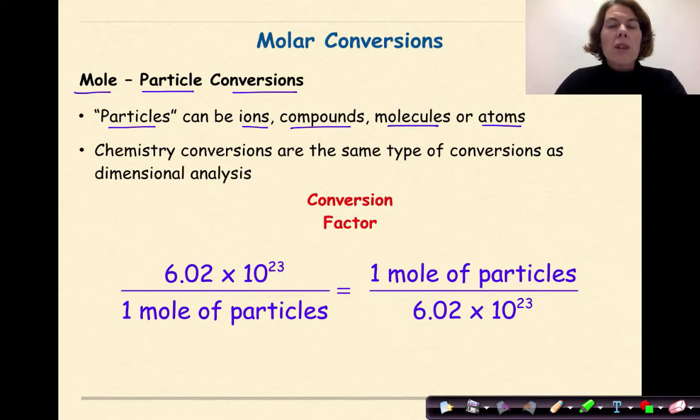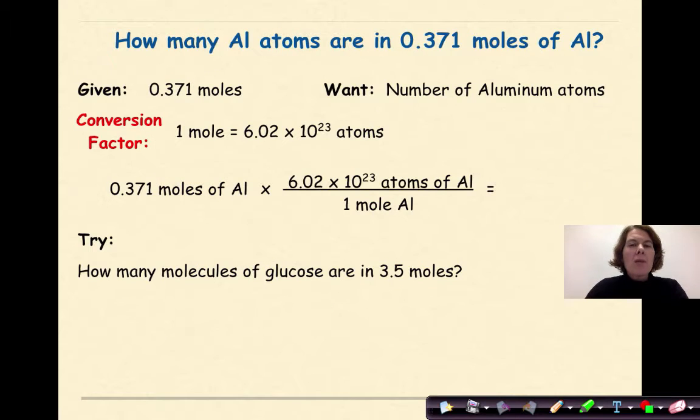Chemistry conversions are the same type of conversions as in dimensional analysis, which at this point you should be quite familiar with. The conversion factor that we're going to use is the idea that 6.02 times 10 to the 23rd particles is equal to 1 mole of particles, or 1 mole of particles is equal to 6.02 times 10 to the 23rd particles.